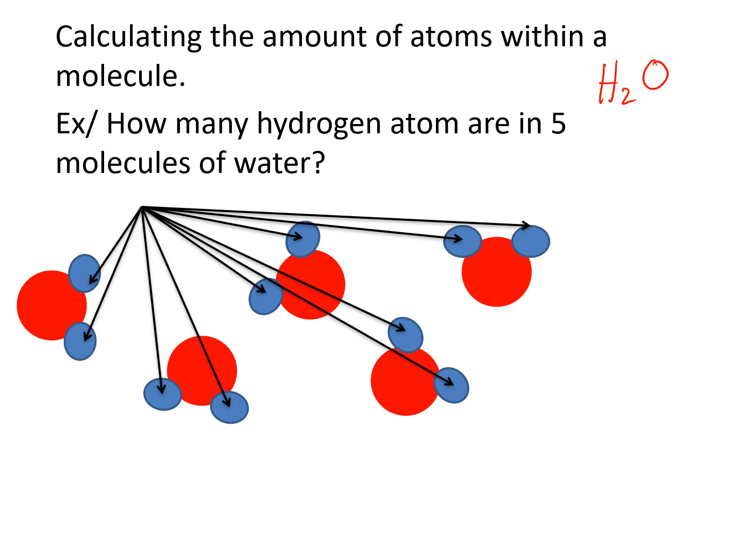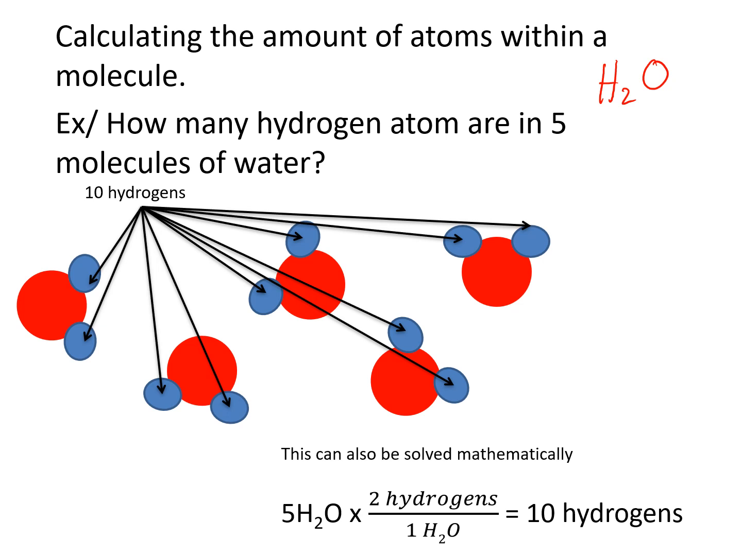Now, mathematically, we can also calculate this by saying there's 5 water. If 5 water, there's 2 hydrogens in every water molecule. And so what we can come up with is that there's 2 hydrogens in every 1 H2O molecule. And if I want H2O to cancel out, H2O cancels out right here, as you can see. And so we just go 5 times 2 divided by 1, and that equals 10 hydrogens.